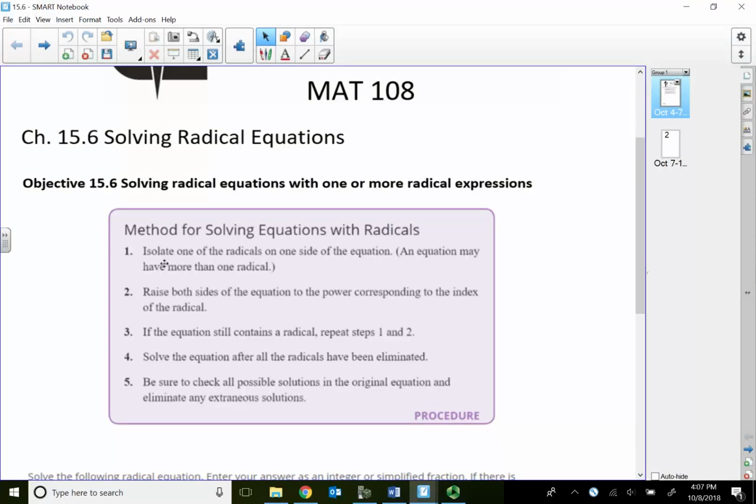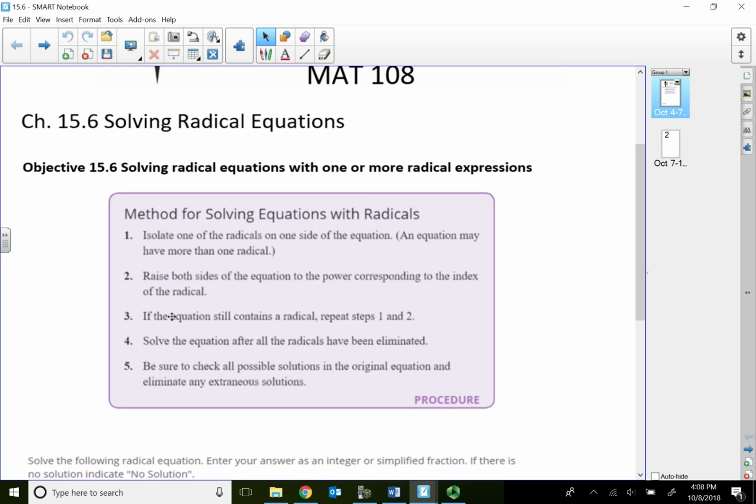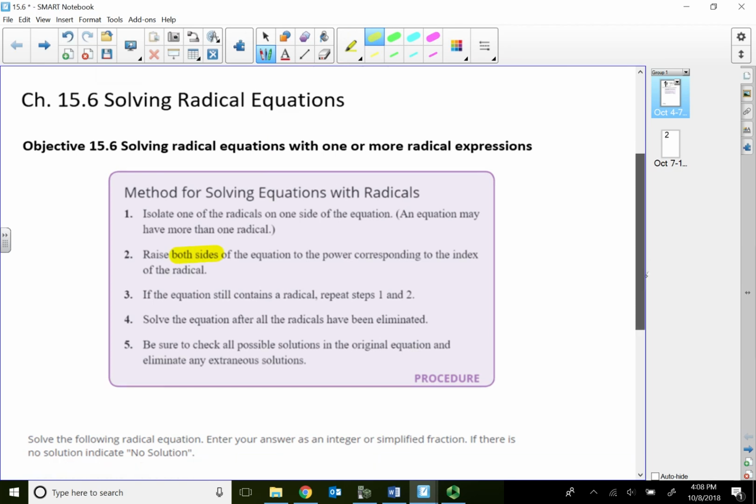What we want to do is almost very similar to solving an absolute value equation. We've got to isolate one of the radical terms on one side of the equal sign. And then once we've done that, we can raise both sides of the equation to the power corresponding to the index of the radical. So if I'm dealing with a square root, that means I will square both sides. Remember, this is squaring both sides, not squaring one term at a time. I will show you in a minute.